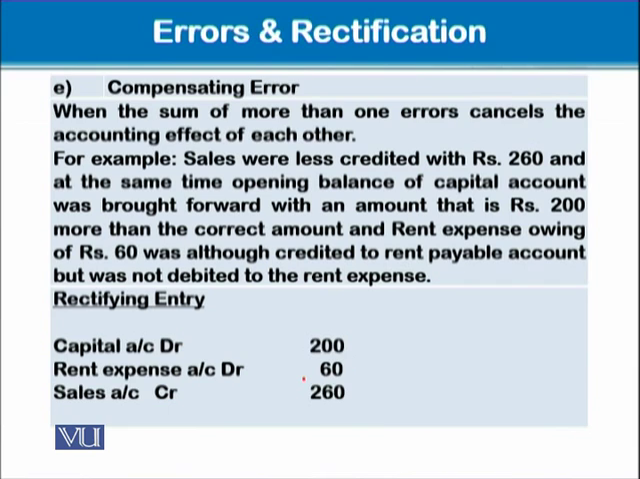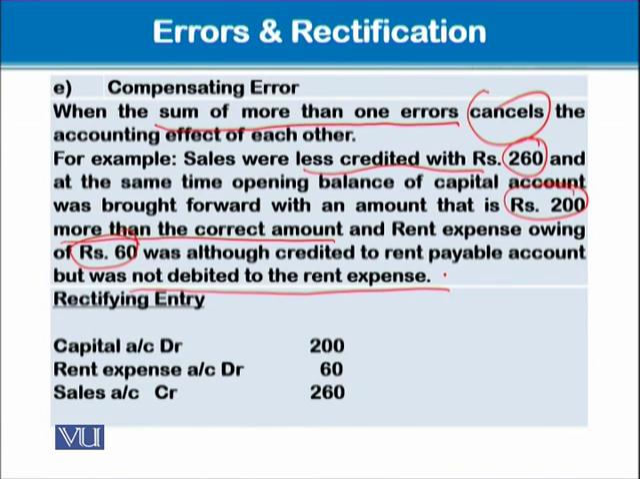And now next comes compensating error. When the sum of more than one error cancels the accounting effect of each other. Okay, the total of more than one errors is being cancelled with a reciprocal effect. Example is that sales were less credited with 260. At the same time, opening balance of capital account was brought forward with an amount that is 200 more than the correct amount. And rent expense owing of 60 was although credited to rent payable account but was not debited to the rent expense.